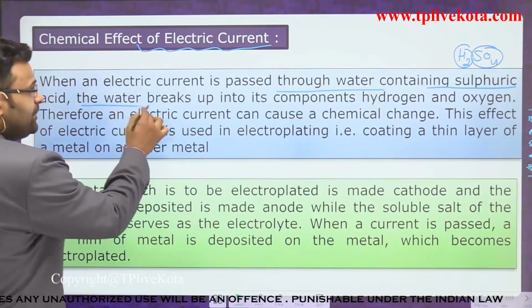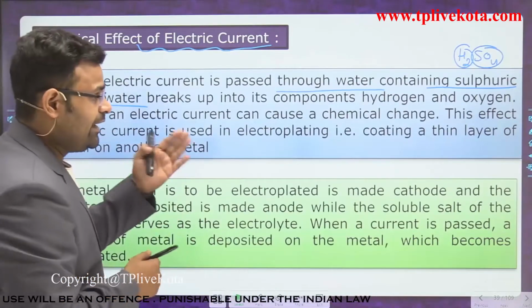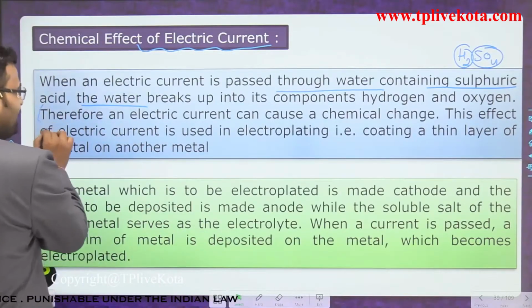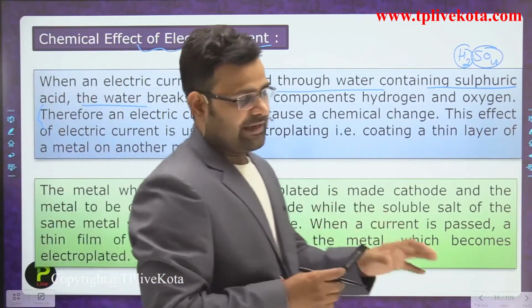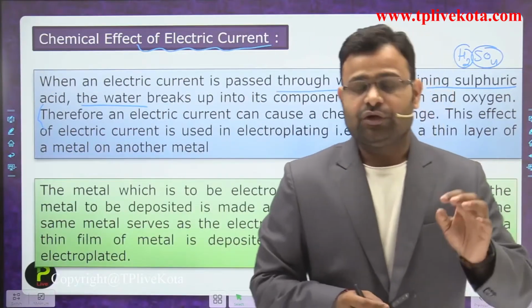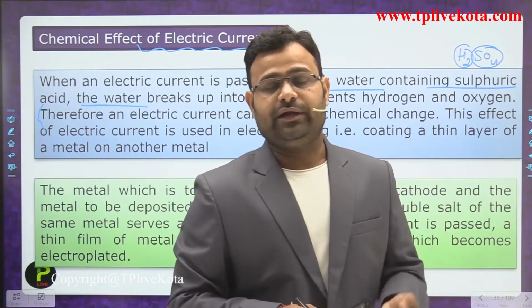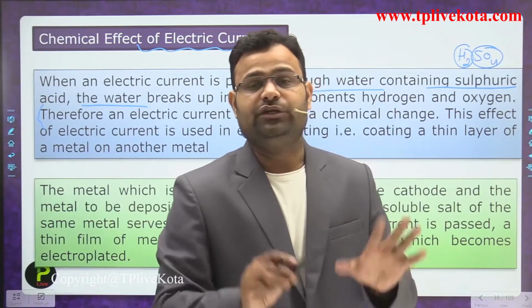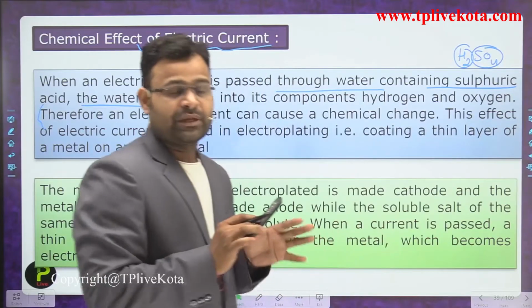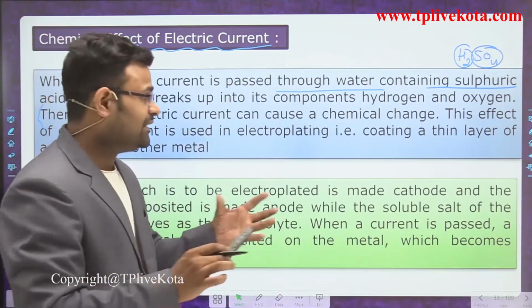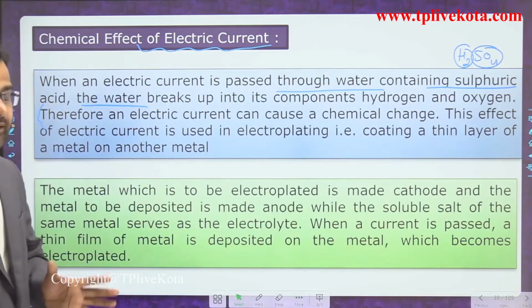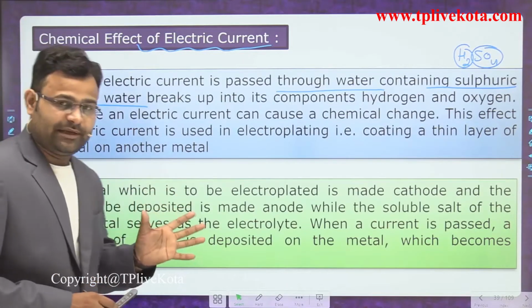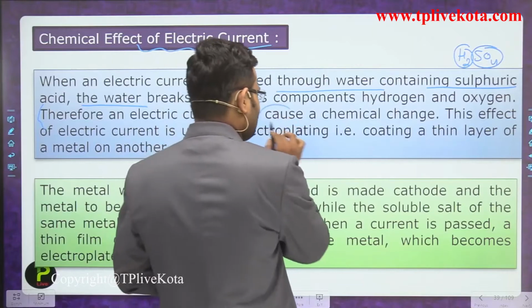So the water breaks up into its components, hydrogen and oxygen. The water contains H2SO4, and when electricity flows in the water, hydrogen and oxygen become separate. Therefore an electrical current causes chemical changes in the water.